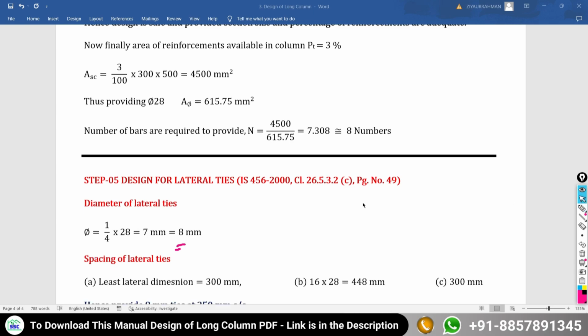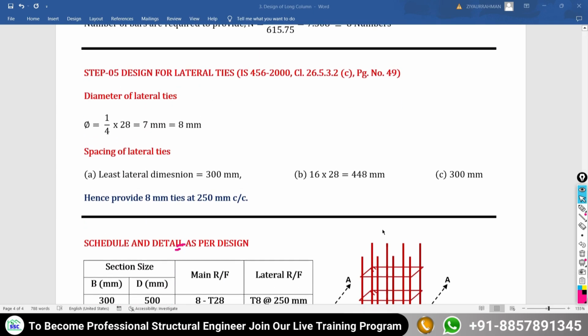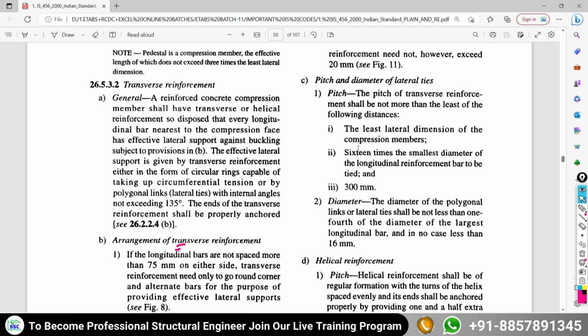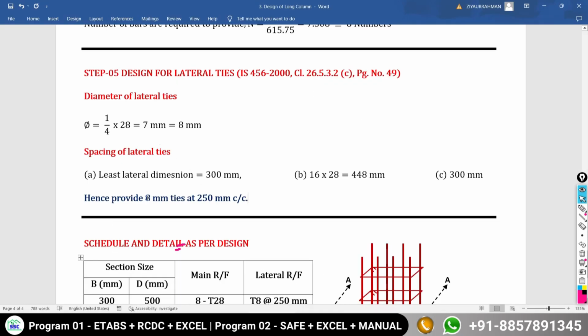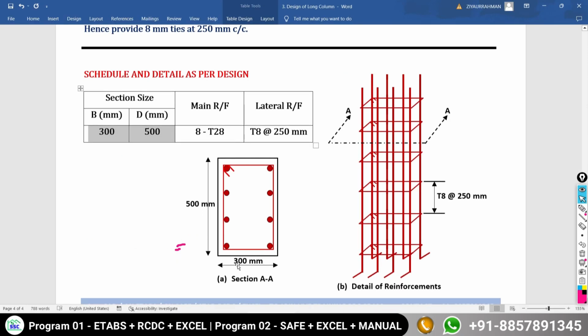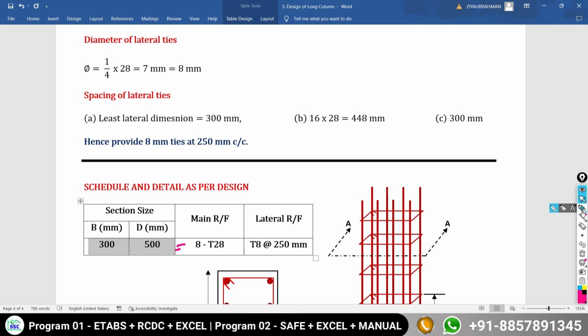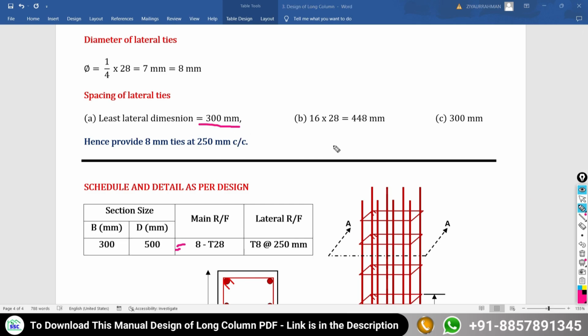After that, we have to decide the vertical spacing between the two lateral ties. For that, 3 requirements are suggested by your code. The first requirement is the least lateral dimension of the compression member. Our section size of the column is 300 by 500, so the least lateral dimension of the column is 300. That's why I am going to put 300 here.